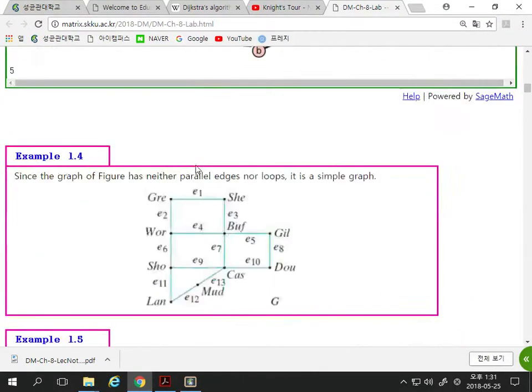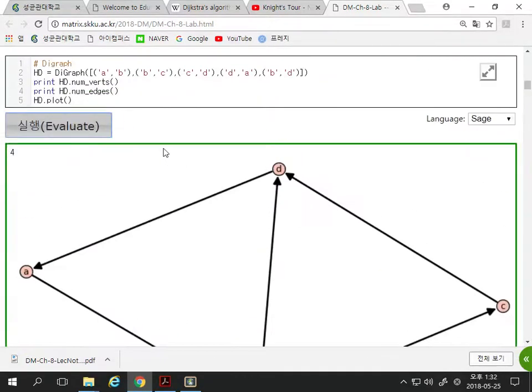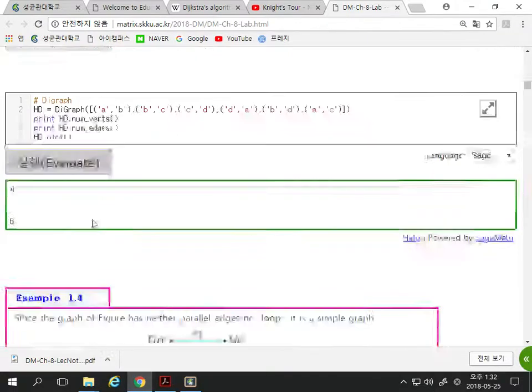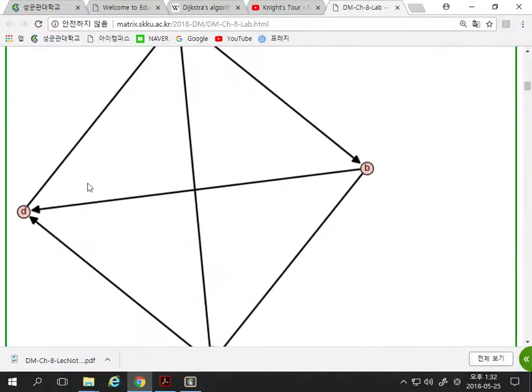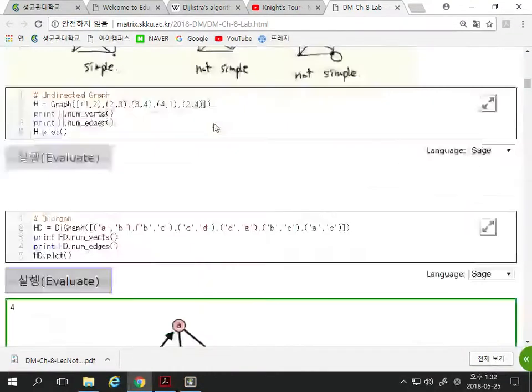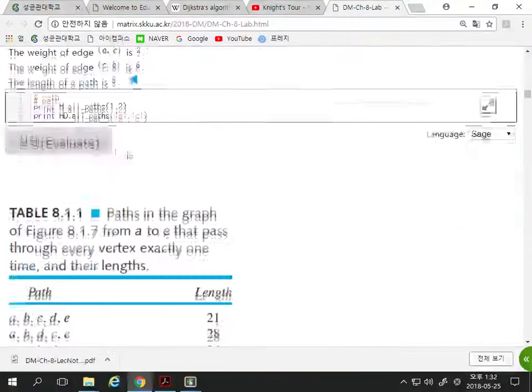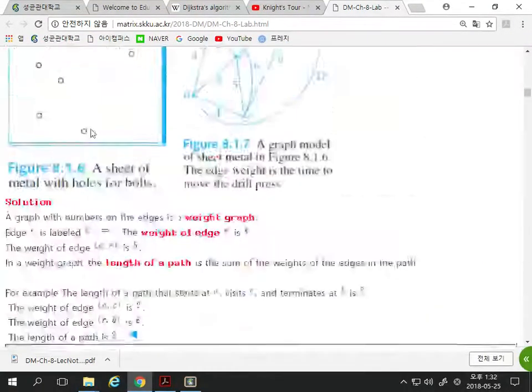This draws the digraphs, and if you want to add more edges, for example from A to C, then if you give an edge from A to C, you will see the graph with the additional edge. So you can draw any graph that you want.